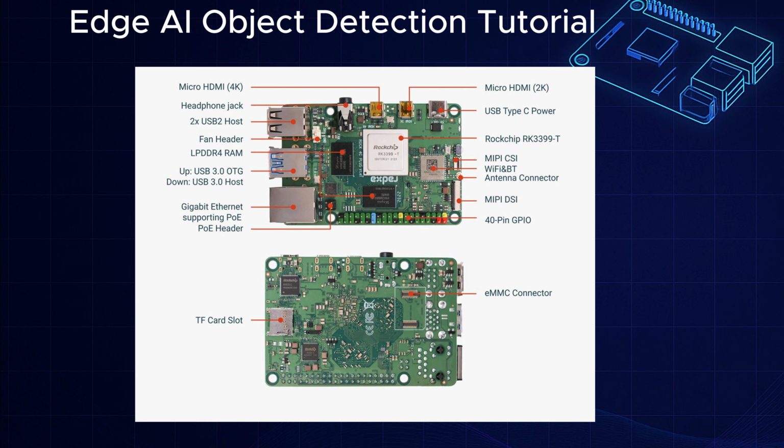For the display, there is the micro HDMI 4K, there is the micro HDMI 2K, there is also the MIPI DSI, which stands for Mobile Industry Processor Interface, and DSI stands for Display Serial Interface. So this one can be used with LCD displays, for example, if you got the right connection, while the other ones can also be used with monitors and so on.